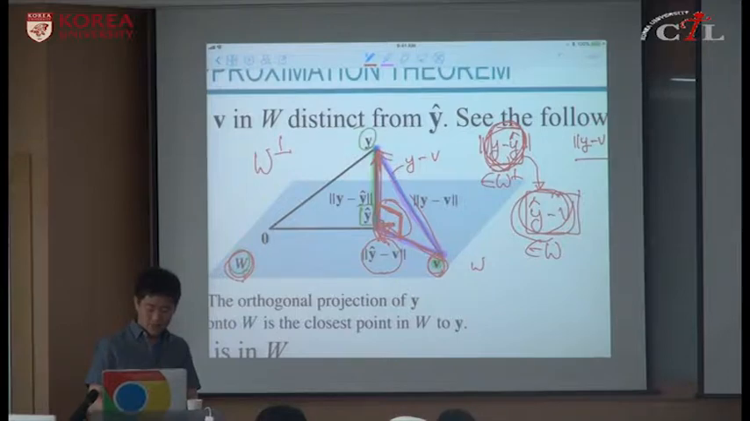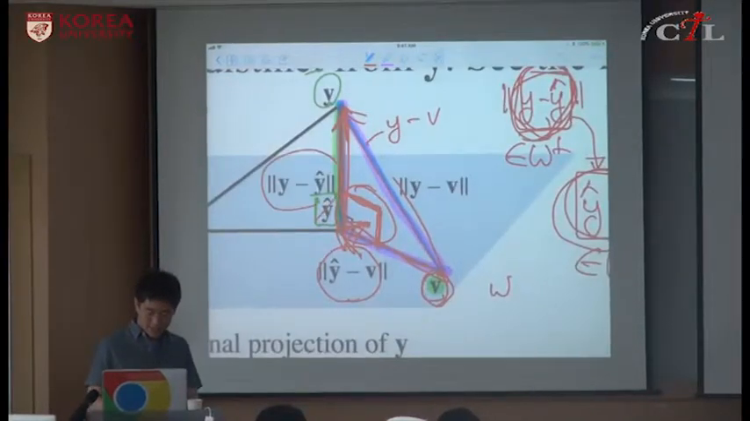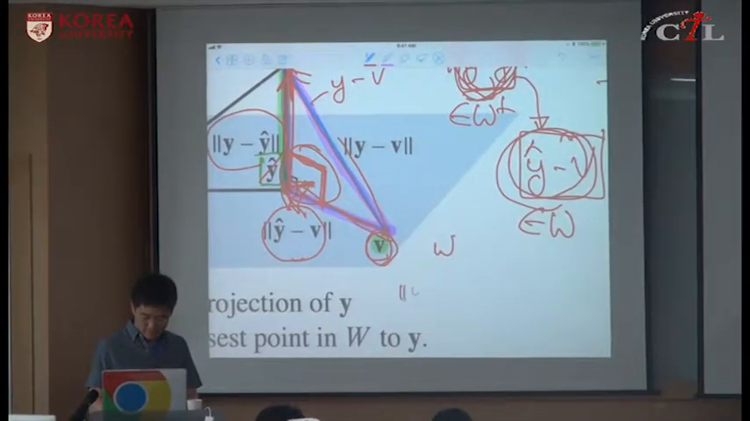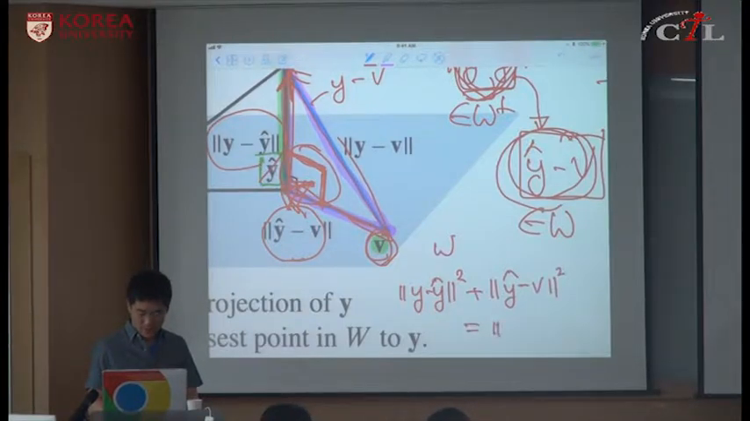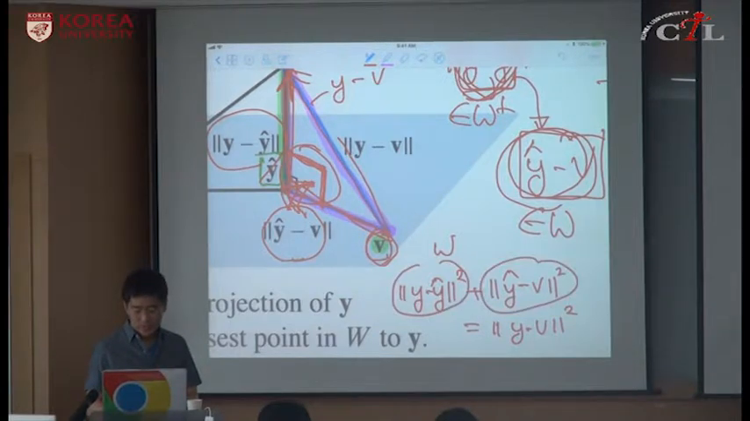Okay, so in other words, y minus y hat squared plus y minus v squared should be equal to y minus v squared, right? So I just applied the Pythagorean theorem, right? Okay, and then each of these components will always be non-negative. So it will be either 0 or positive, right?